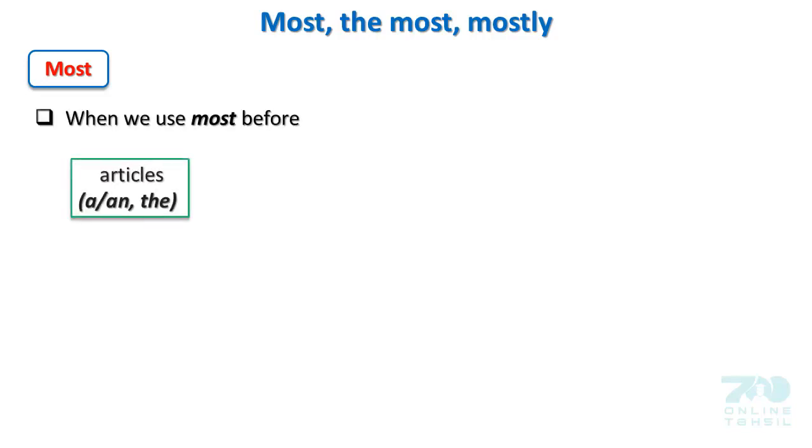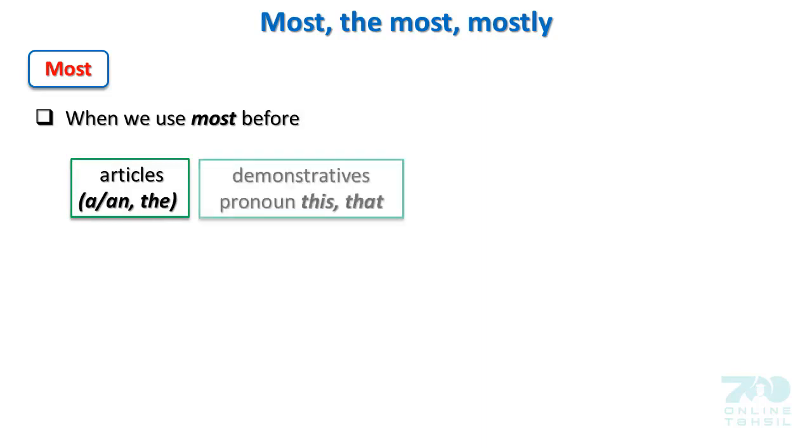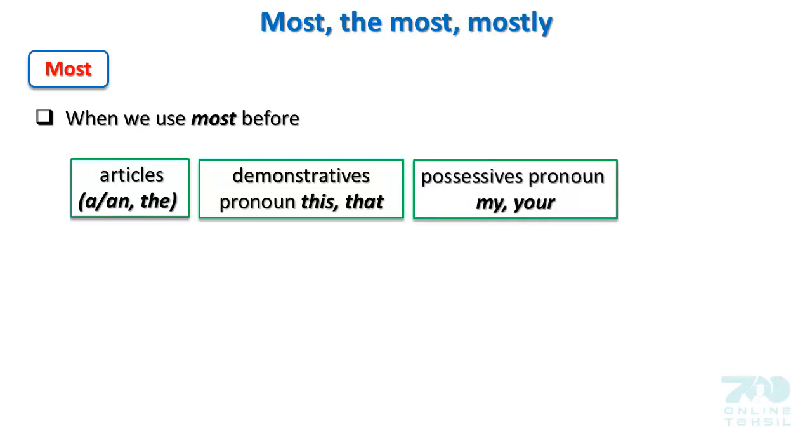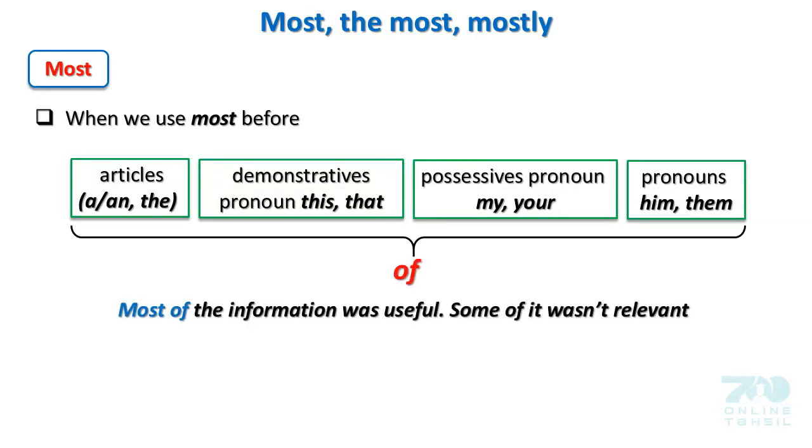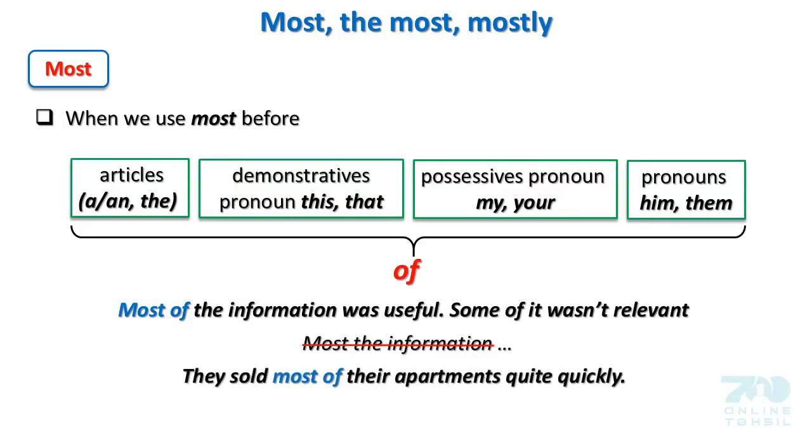When we use most before articles (a, an, the), demonstratives (this, that), possessives (my, your), or pronouns (him, them, we), we need of. Most of the information was useful. Some of it wasn't relevant. Not "most the information". They sold most of their apartments quite quickly.